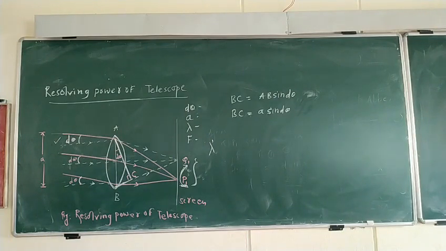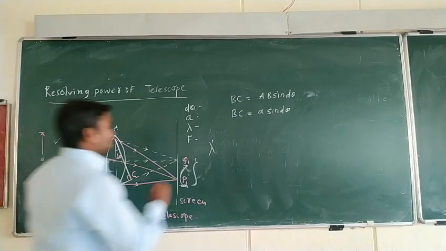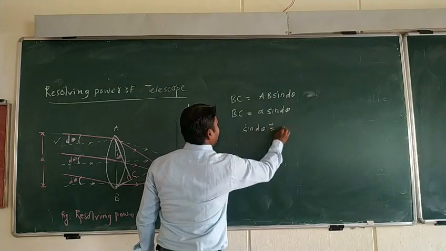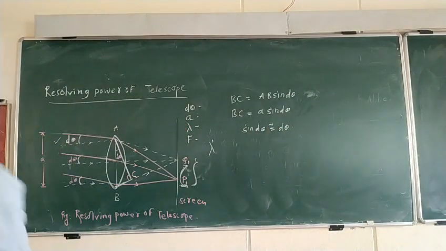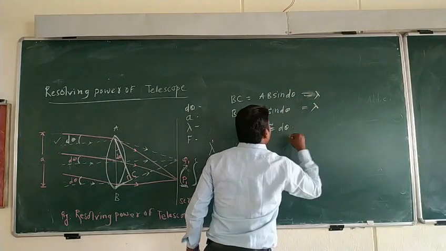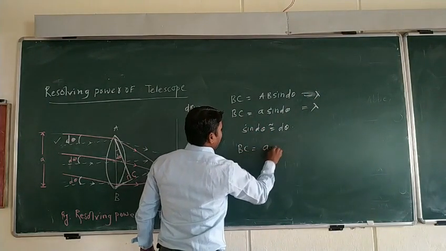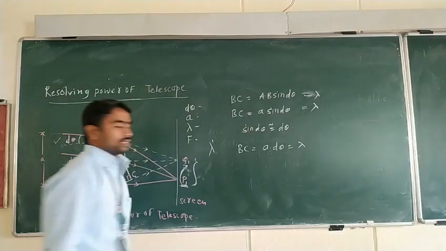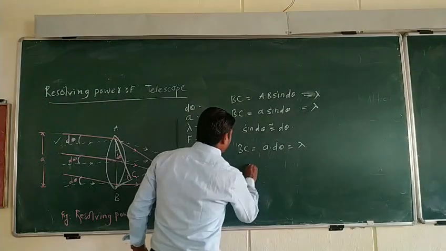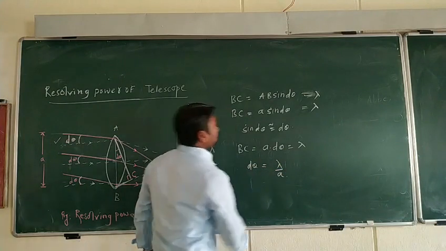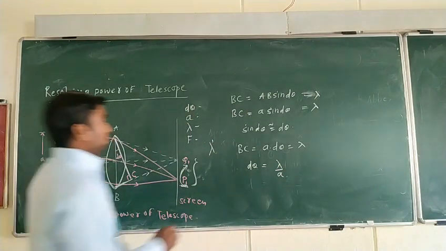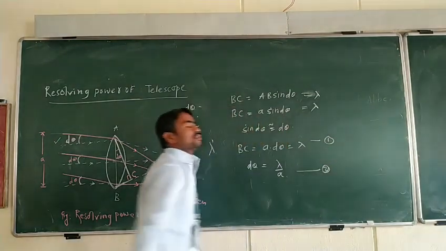Here a is nothing but the diameter of the lens. When the angle is very small, sin d theta is nearly equal to d theta, so we replace sin d theta by only d theta. Then the path difference BC is equal to a into d theta, which equals lambda. So d theta is equal to lambda by a. This is equation number 2, and the earlier one is equation number 1. These are the two simple equations.